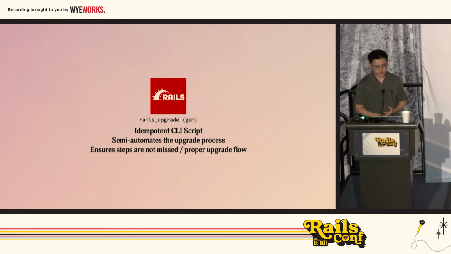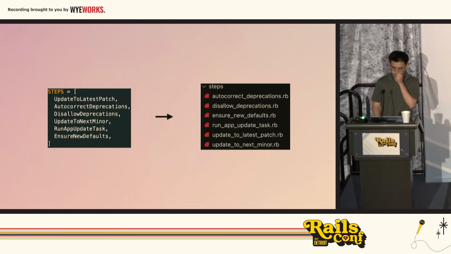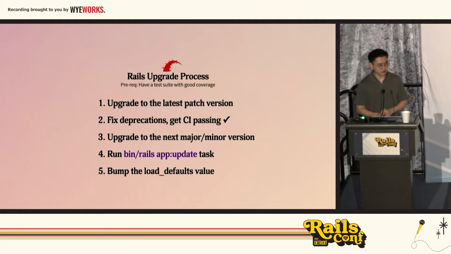This ensures that no steps are missed and the proper upgrade flow is followed, such as gradual version bumping without skipping over versions. The script applies a series of steps for a Rails upgrade. These are the same steps as the upgrade process we discussed earlier.